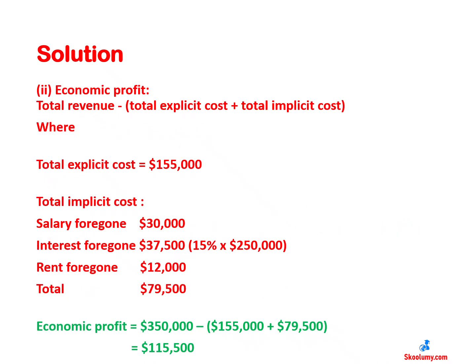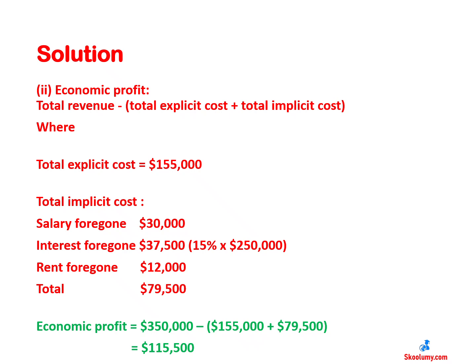Economic profit is total revenue minus the sum of explicit costs and implicit costs. Total explicit cost was already calculated as $155,000. Total implicit cost is the opportunity cost of the decision to set up his business. It is the sum of those things foregone. That is, the sum of salary, interest on his savings, and rent of the room used as office.